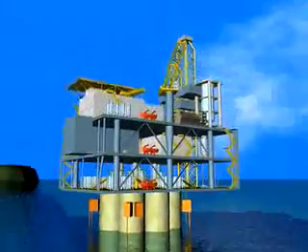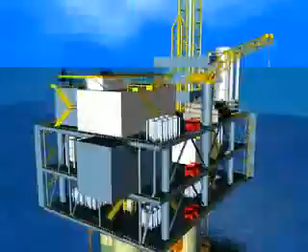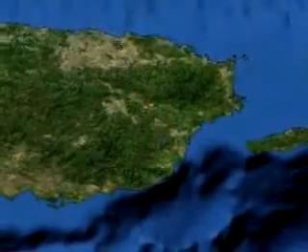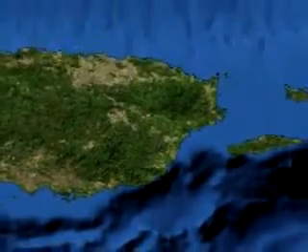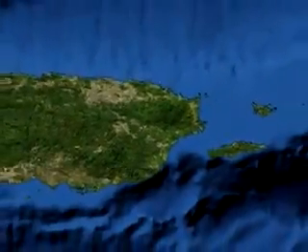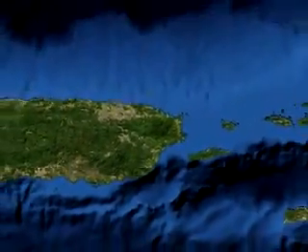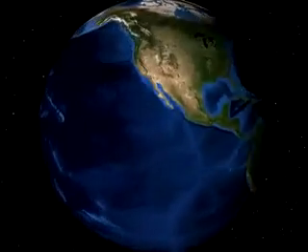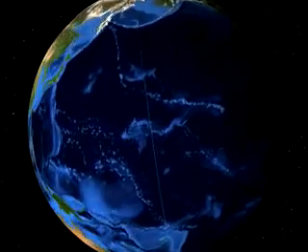A single 100 megawatt floating plant can generate over 800 million kilowatts of electrical energy. 40 such floating plants could satisfy all of the current electrical needs of Puerto Rico forever, without purchasing any more oil, coal, or gas for electrical generation.